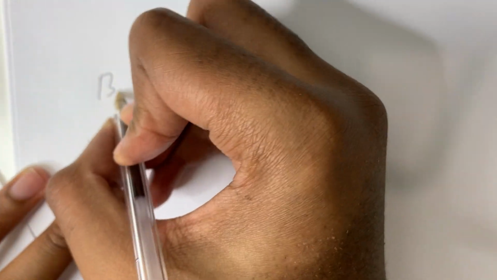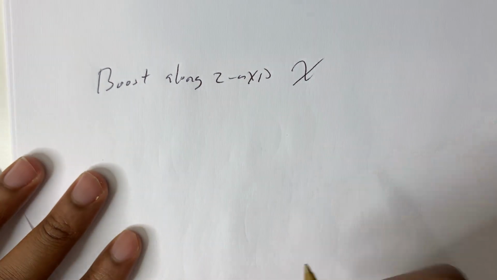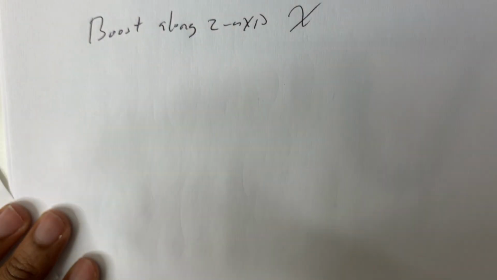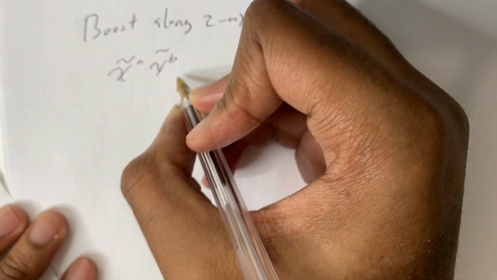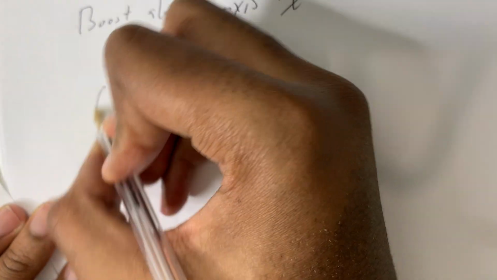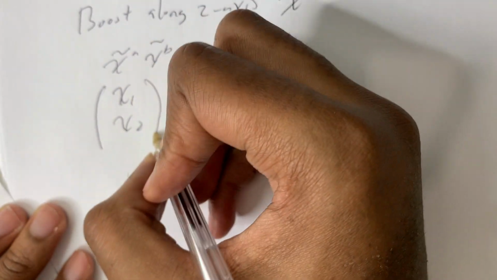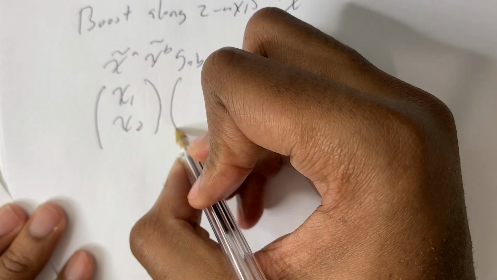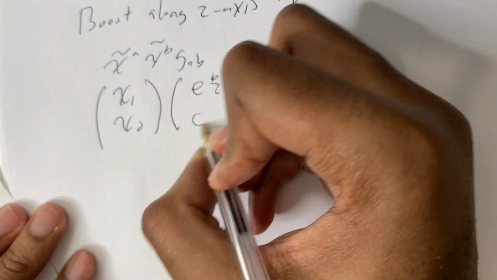So, boost along the z-axis for this left chirality spinor. So let's transform that. Okay, let's begin. So again, X^A, X^B, G_AB. Let's just calculate what this is going to be. Again, remember from earlier, it's going to be chi1, chi2 times e to the phi over 2, 0, 0.